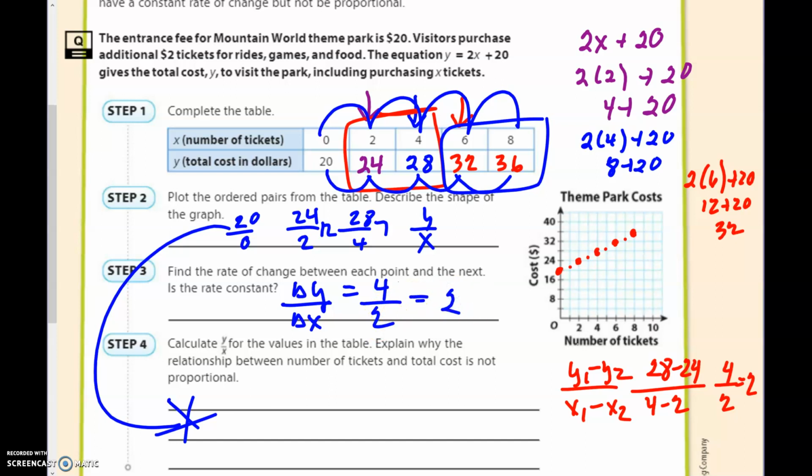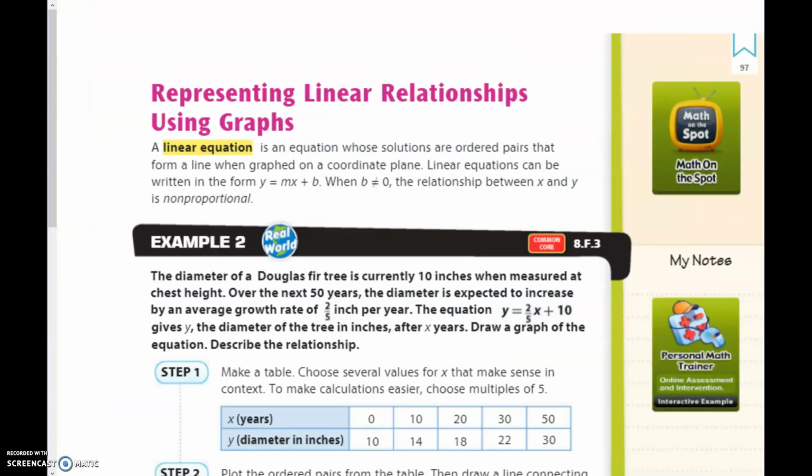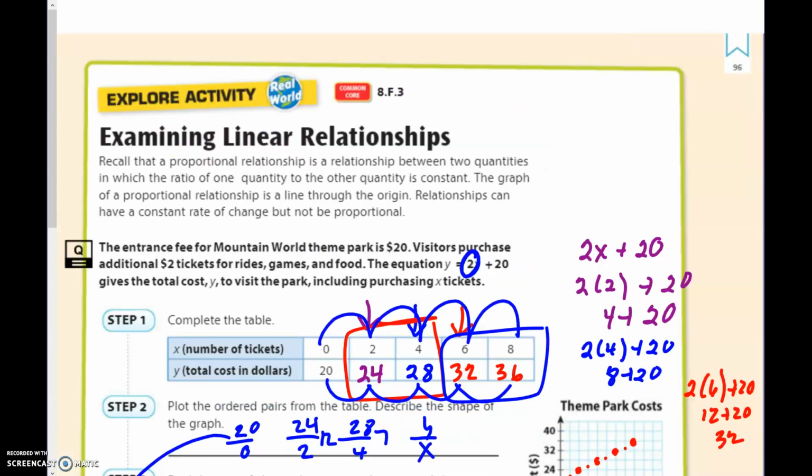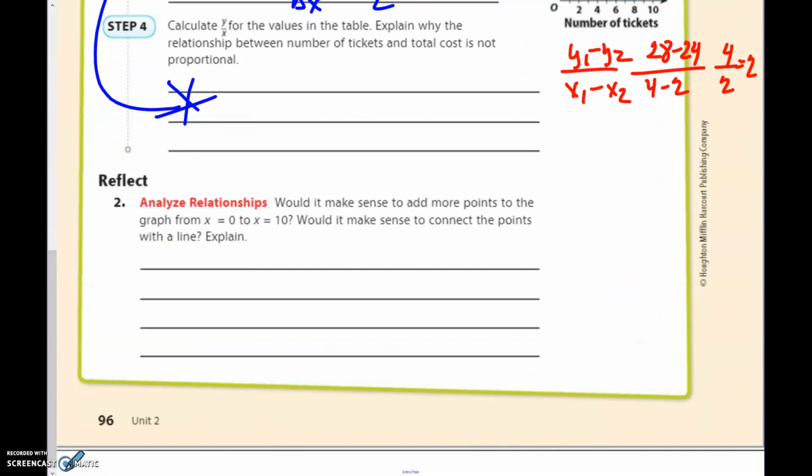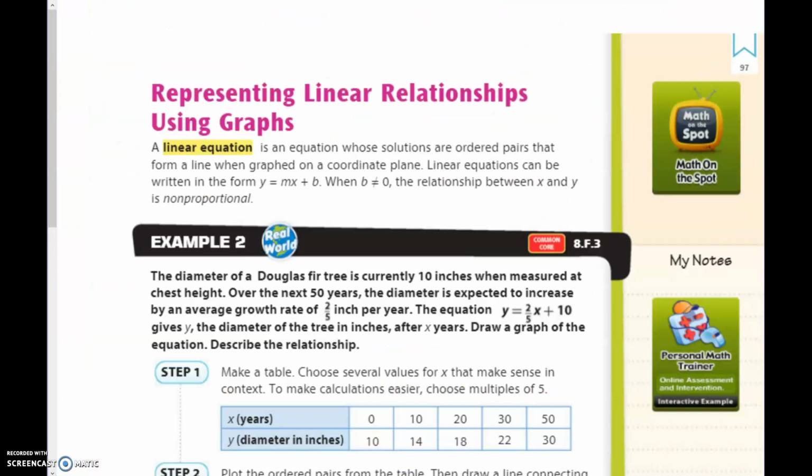Now let's go back and look at the equation. And the equation that I have here, what number is in front of x? And that is a 2. All right, let's go on to another example here and see what we've got going on. Was there a your turn at the bottom we could check? Let's see if there's anything at the bottom here. Nope. All right, moving on.